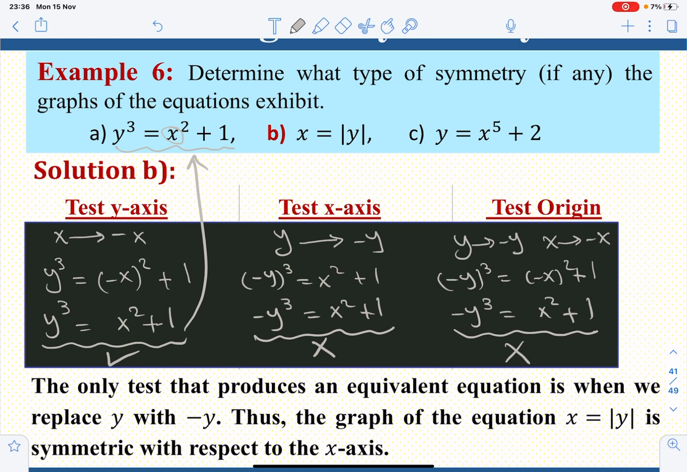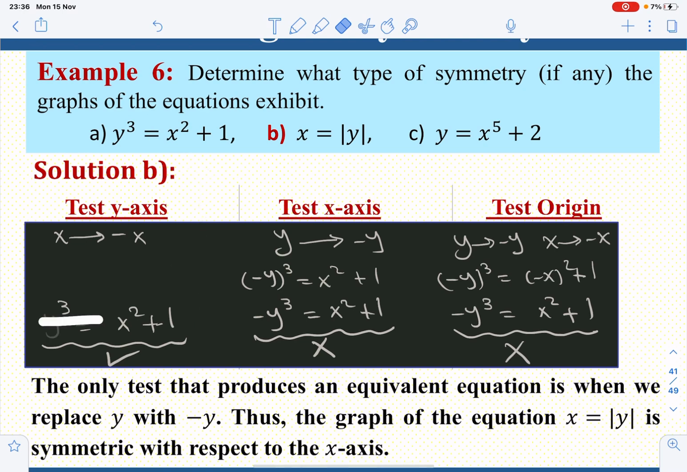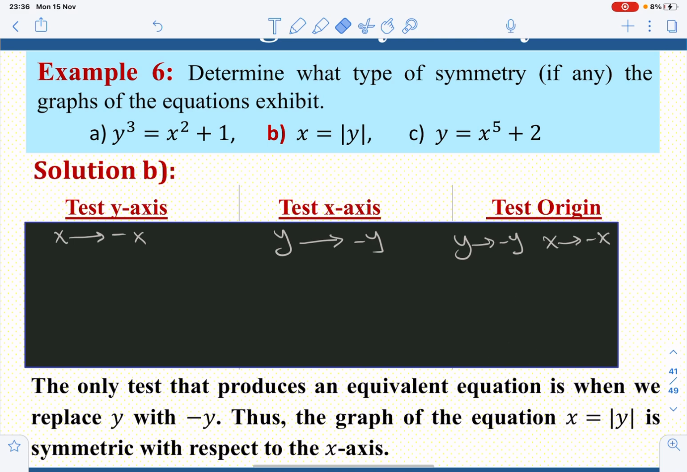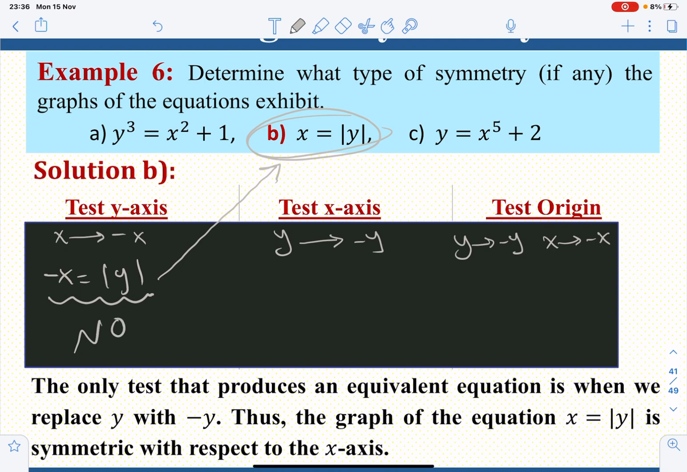Okay, now let's see part b. The same thing applies for b. To test the symmetry with the x-axis, I will replace y with negative y, and to test the symmetry with the y-axis, I will replace x with negative x. So here in this equation, I will replace x with negative x, and the y will stay as it is. Now this equation is different than the original equation, so no, this is not symmetric with the y-axis.